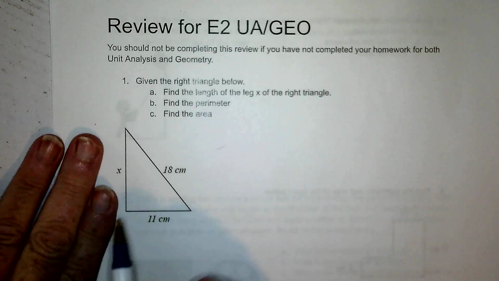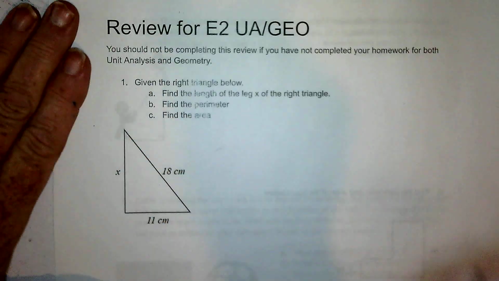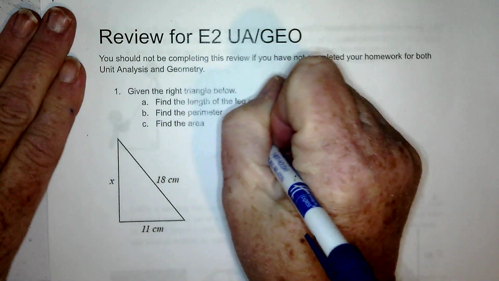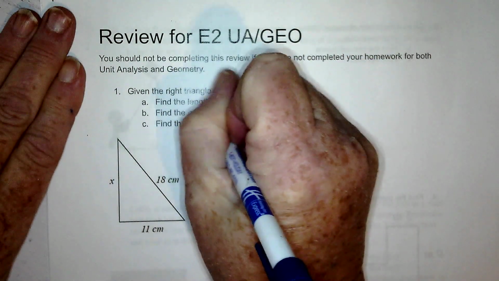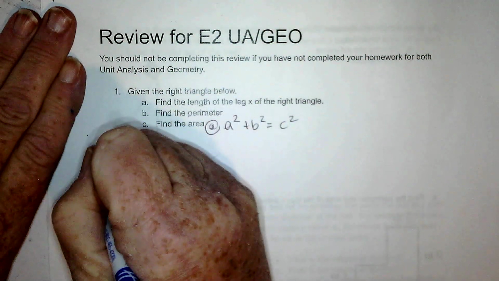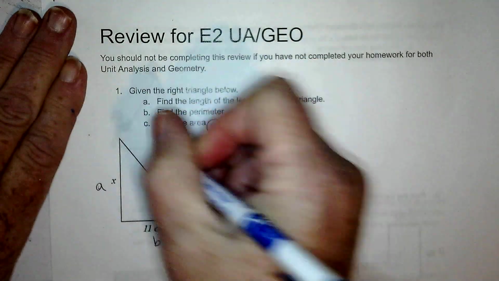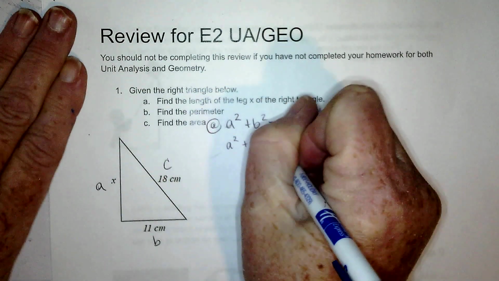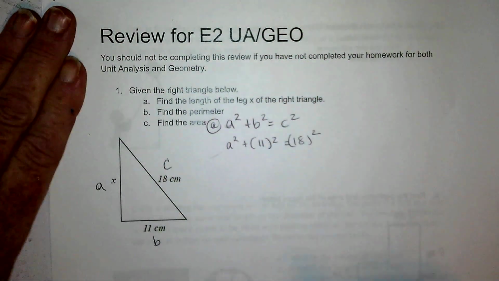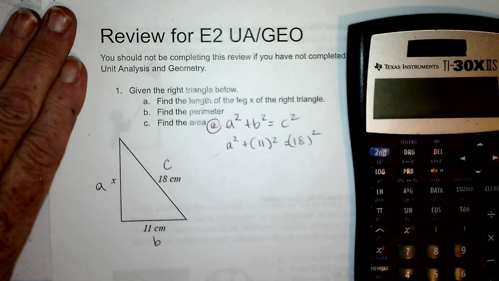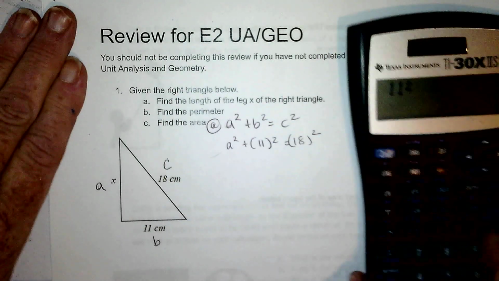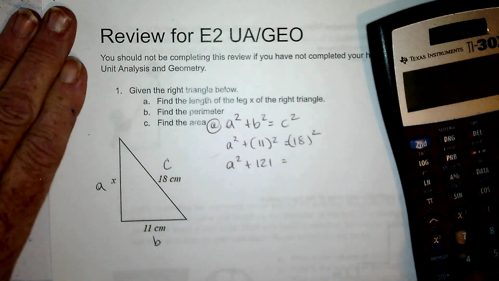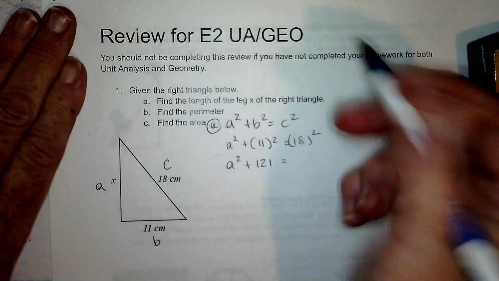of the right triangle, and then you're going to find the perimeter and the area. Alright, so to find the length of a leg, you're going to use a squared plus b squared is equal to c squared, your Pythagorean theorem. We'll call x a, b is 11, and c always has to be 18. So a squared plus 11 squared is equal to 18 squared. Alright, you're going to go 11 squared, which is 121, is equal to 18 squared, and that is 324.